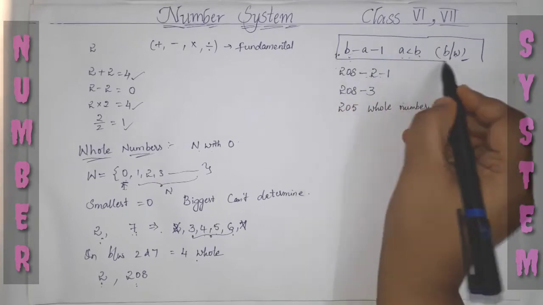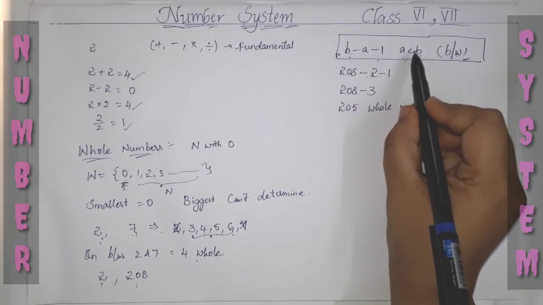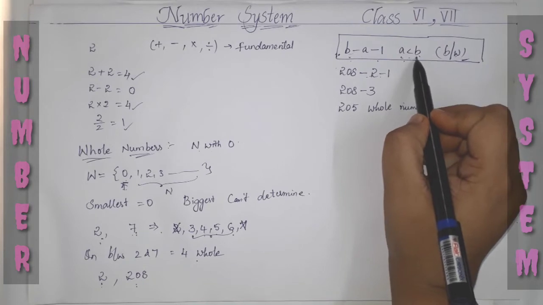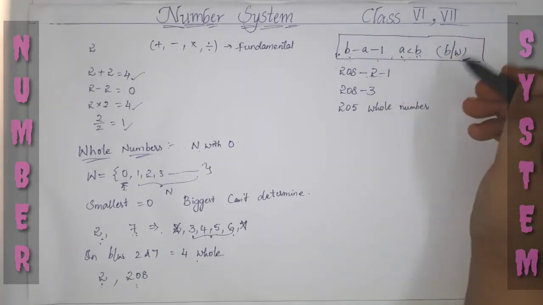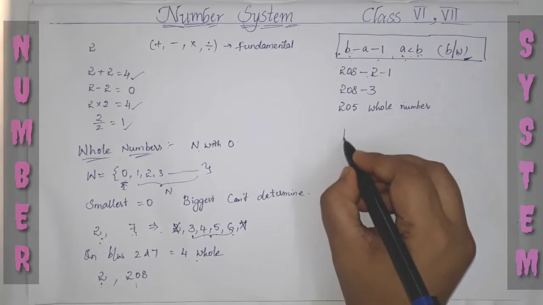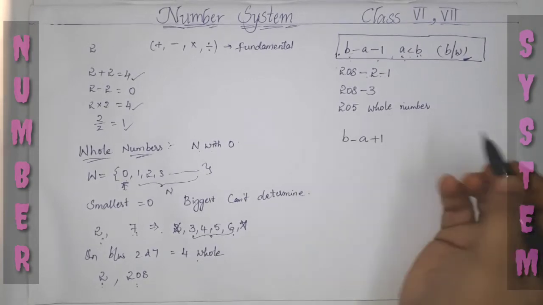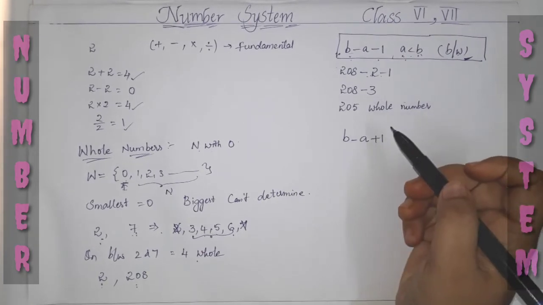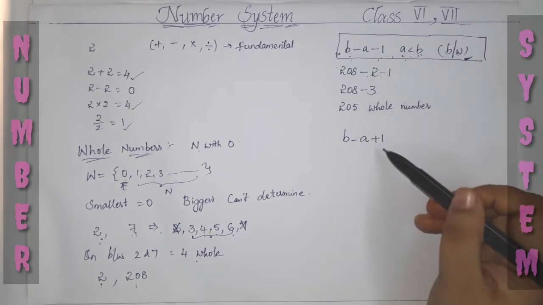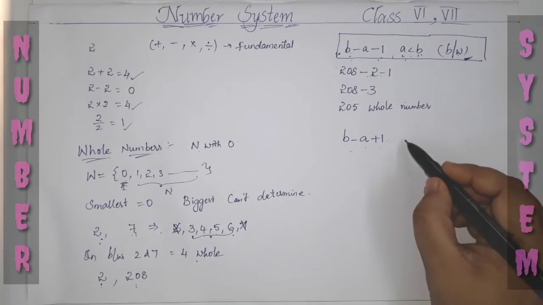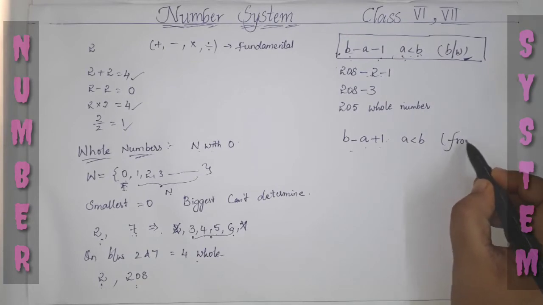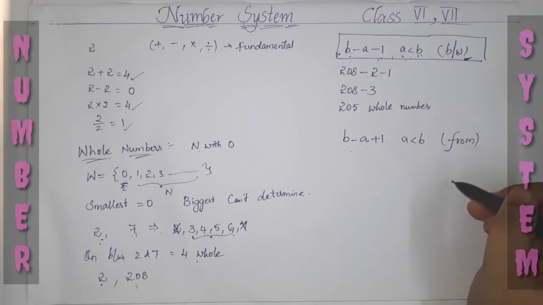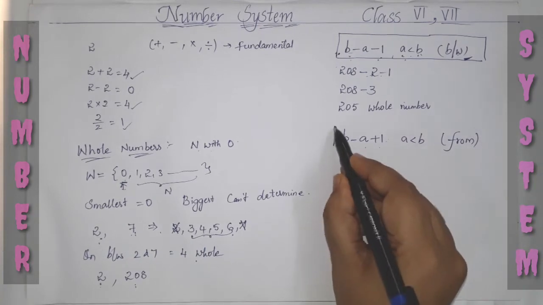What is that? B minus A minus 1, where A is the smallest number and B is the biggest number. Here you have to see what question they are asking, between or from. If they ask between, you have to use this one. If they ask from, what do we have to use? B minus A plus 1. Here you have to include the plus 1. The condition is the same, A less than B. If they mention from A to B, then you have to write this formula.